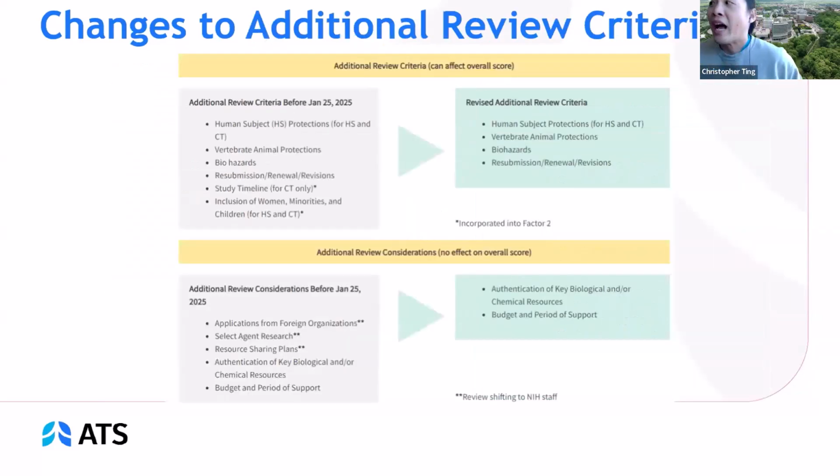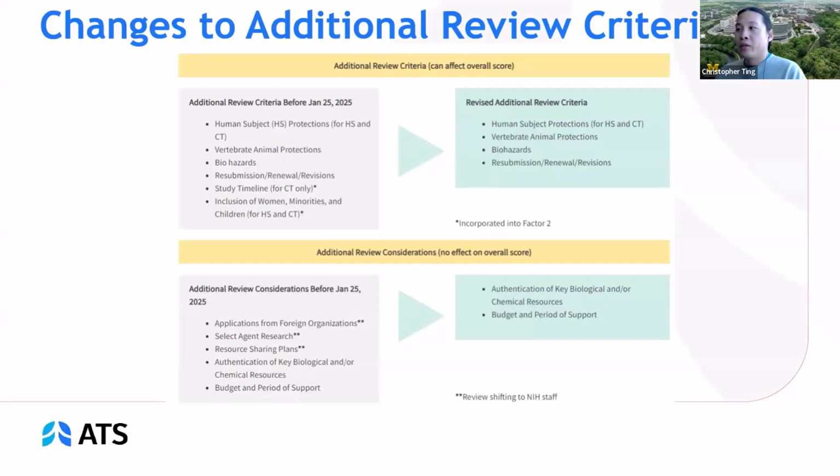The factors that reviewers are being asked to consider are condensing as well. So the additional review criteria that can affect the overall score still include things like human subjects protections, vertebrate animal protections, biohazards, and considerations regarding resubmissions and renewals and revisions. Other criteria, such as the study timeline and the inclusion of women, minorities, and children, are being shifted and incorporated into factor two for those relevant studies.